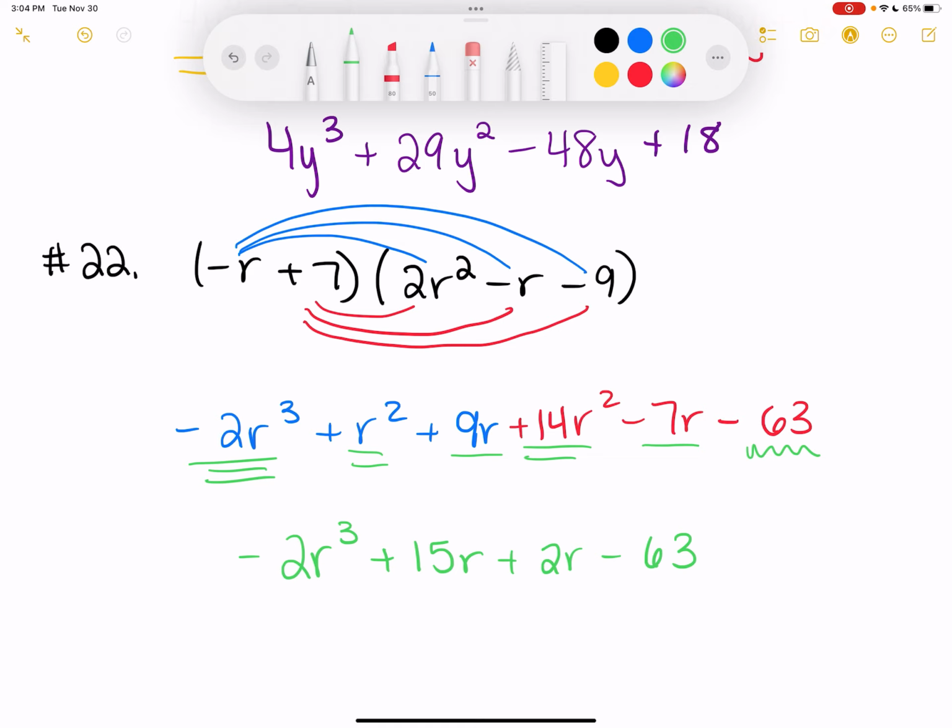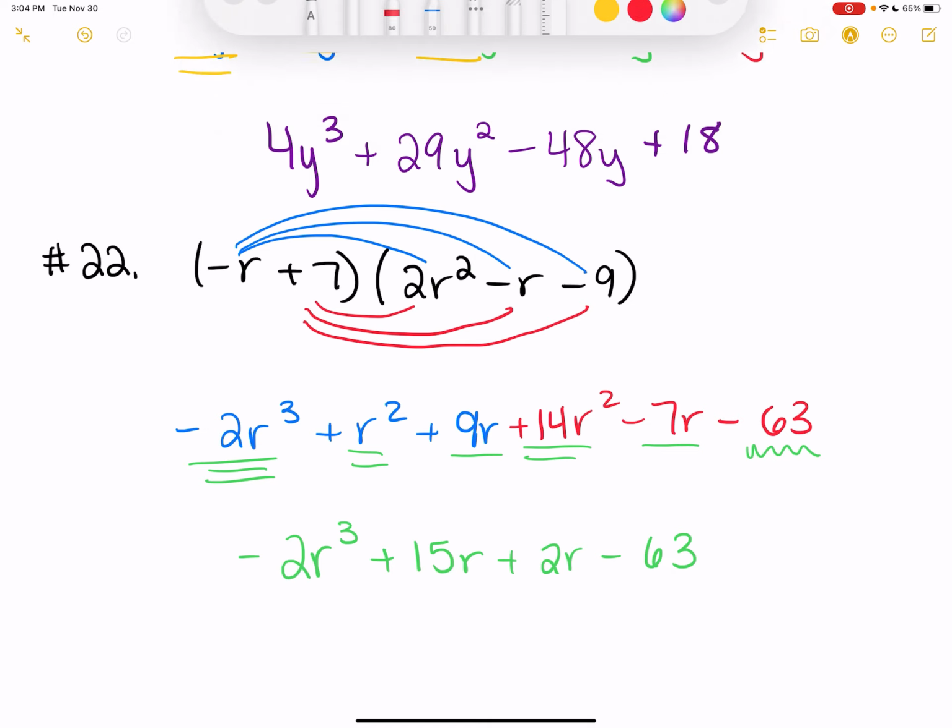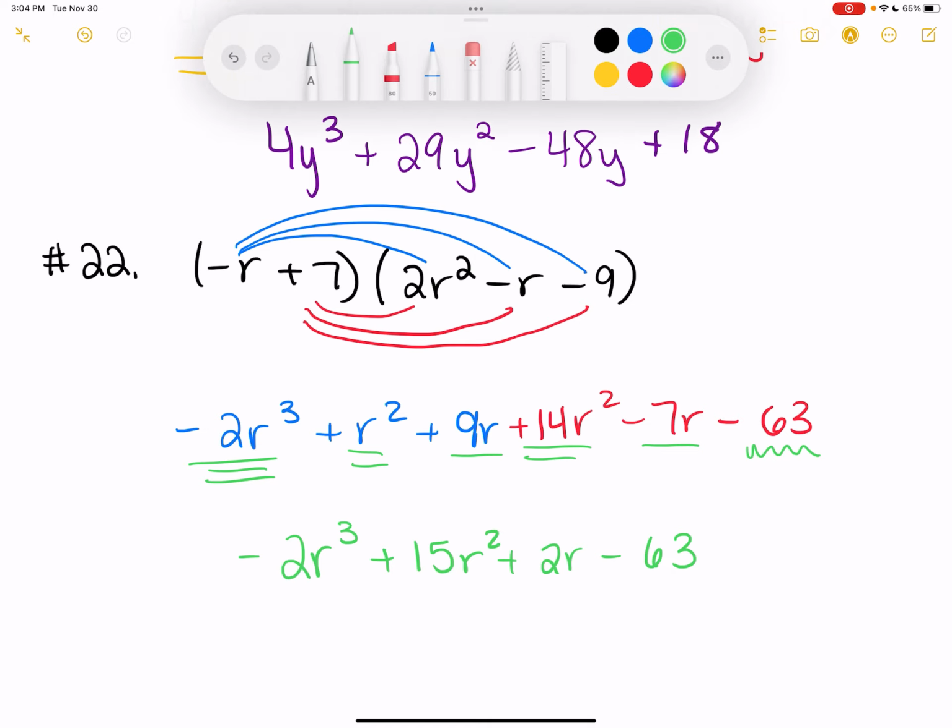All right, do we have an answer? Yes. 12r squared plus 3y minus 63. I didn't get that either. Then what'd y'all get? I got negative 2r cubed plus 15r squared plus 14r minus 63. Anybody agree with them? Where'd you get the 15?